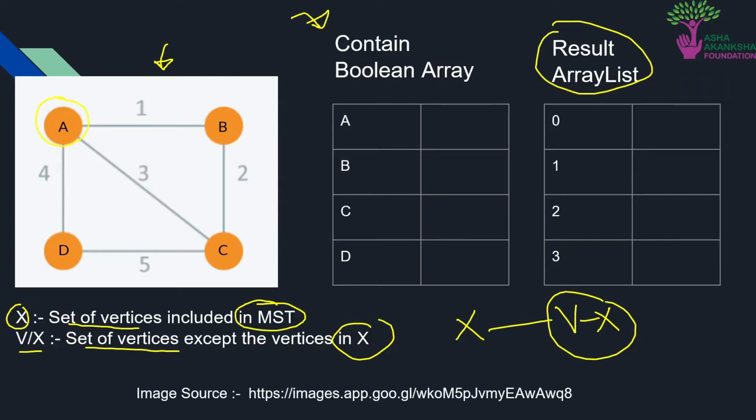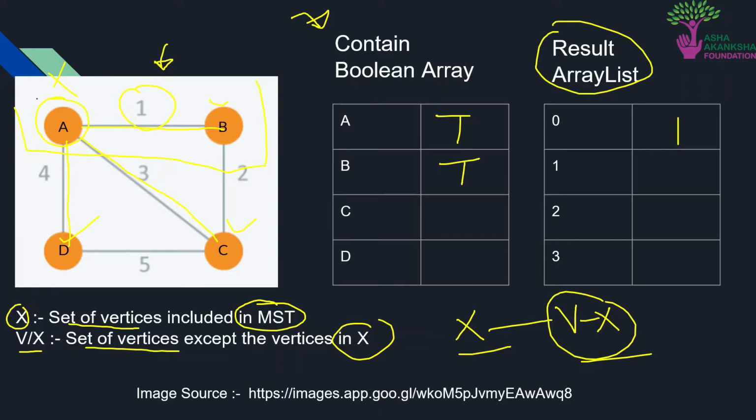First of all, I am choosing A as the root node, so I will mark A as true. That is, it is included in the set X. Now, V minus X will have B, C, and D. As I have told, it finds the minimum edge between the set X and V minus X. The edges which connect the set X and V minus X are 1, 4, and 3. The minimum of which is 1. So, I will increase the set X and add B to it. Now, I will mark B as true and add the edge 1 to the result array.